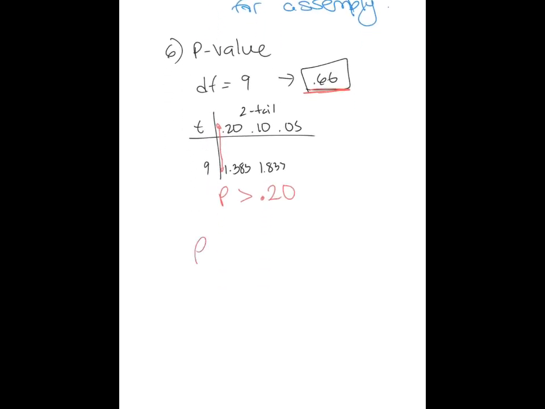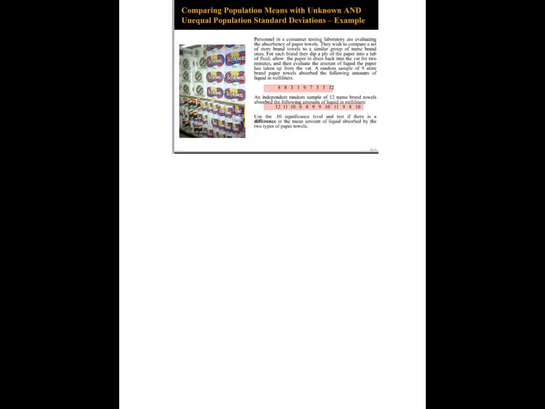And if we compare that to our level of alpha, which was 0.1, the p is greater than alpha, and therefore we fail to reject the null. There's not enough evidence to reject the null and conclude that there's a difference in the mean assembly times.